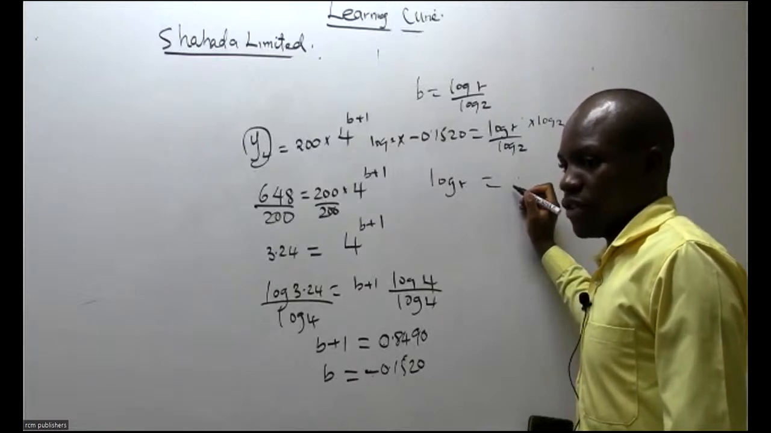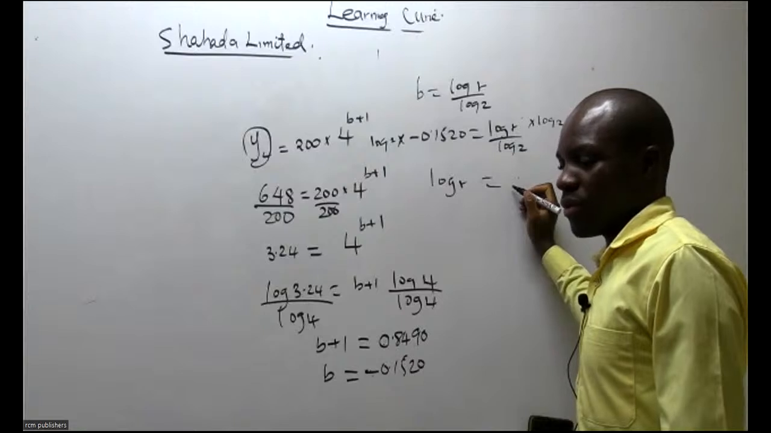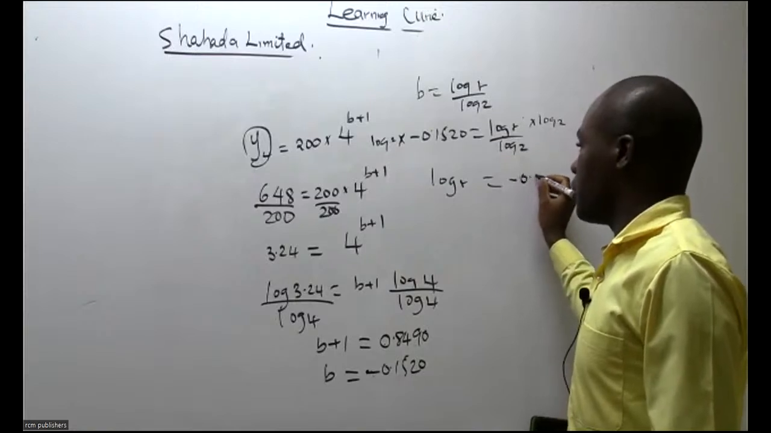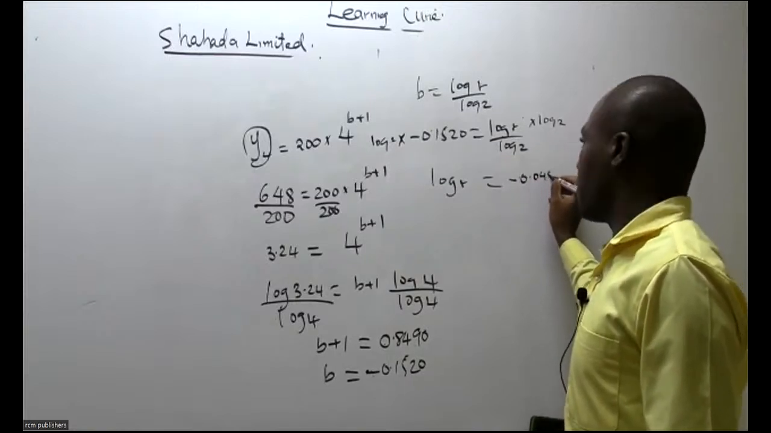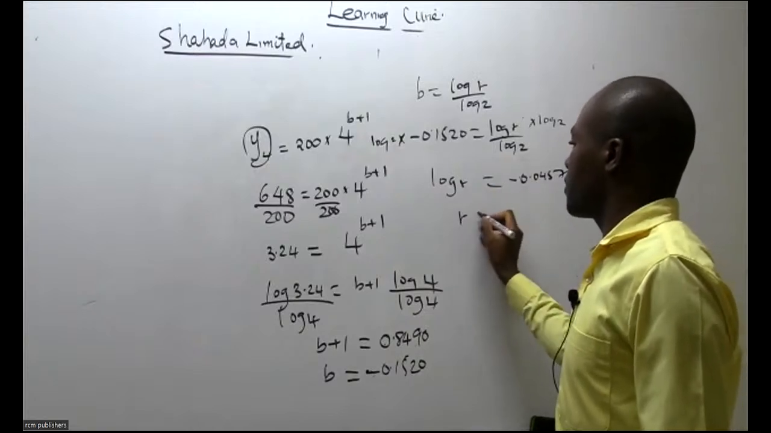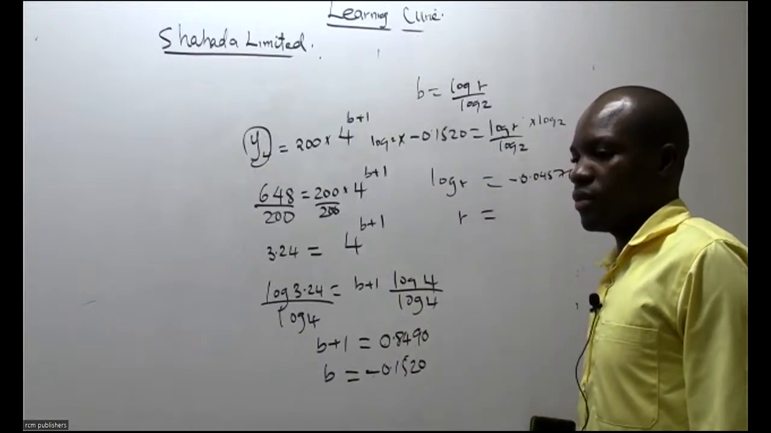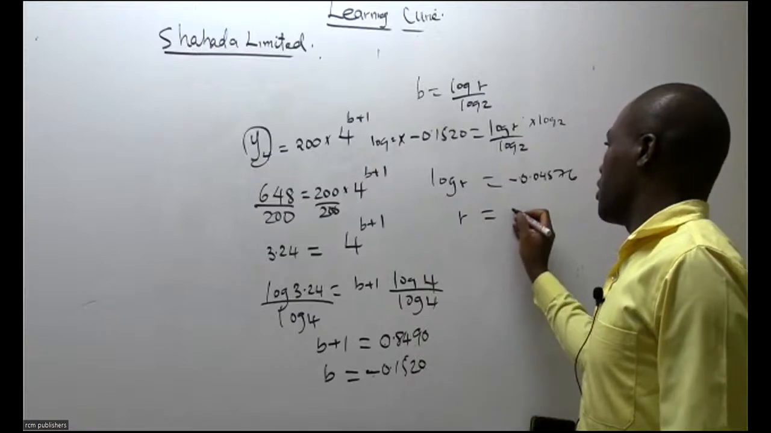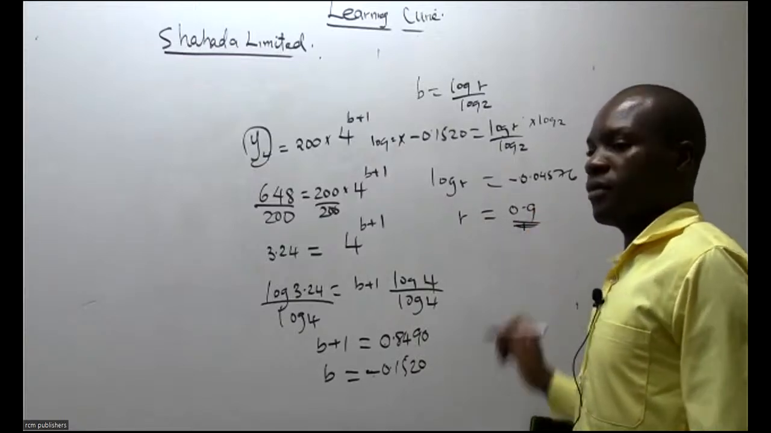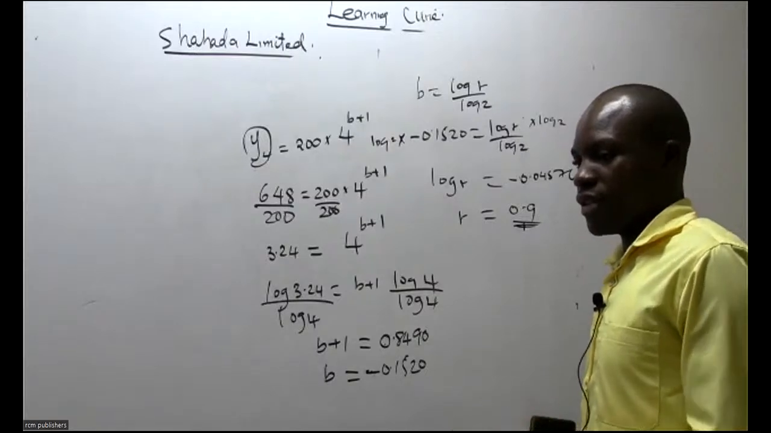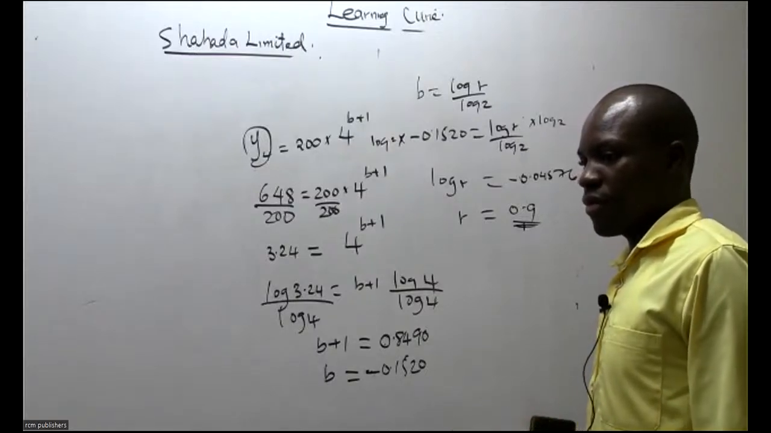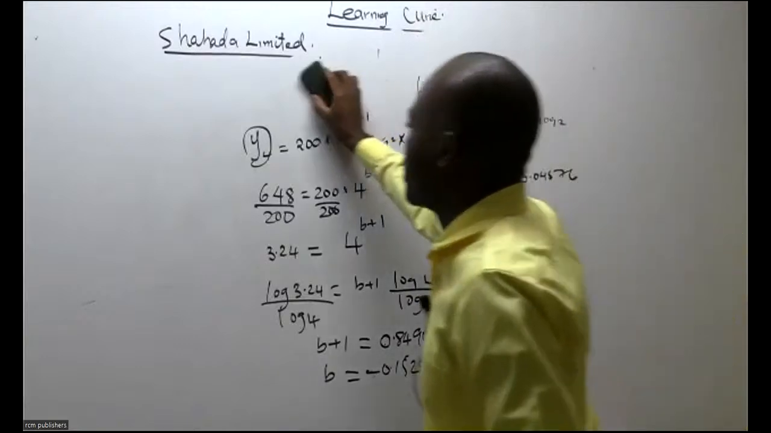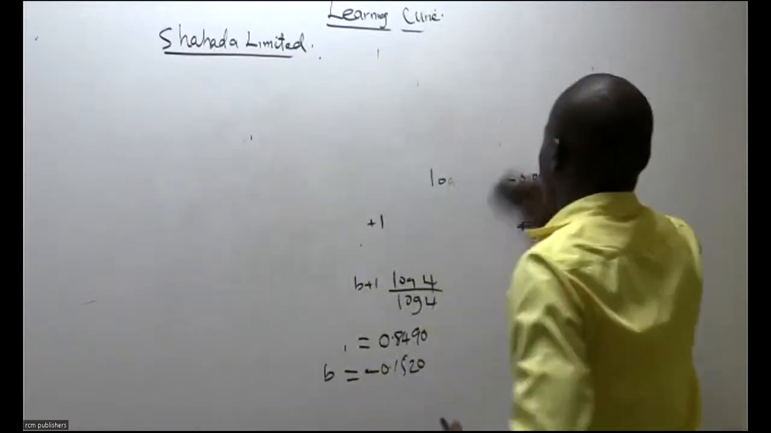Log R is equal to log 2 times negative 0.1520, which gives negative 0.04576. So give me the antilog of that. The antilog of that will take you to 0.9. Are they not the same? Okay, so during your free time, try using the first 8 units and see if you'll be able to arrive at the same answer.